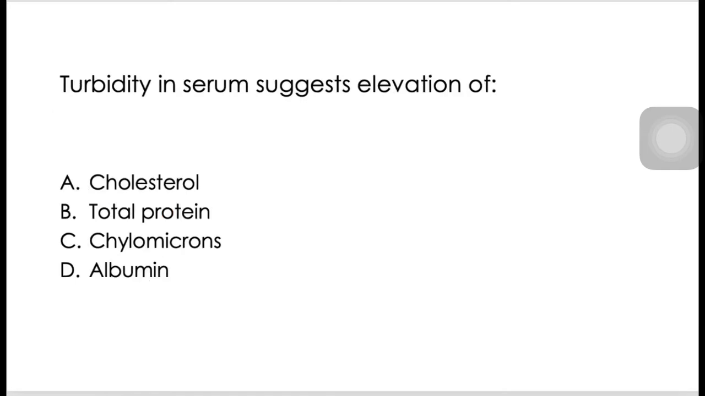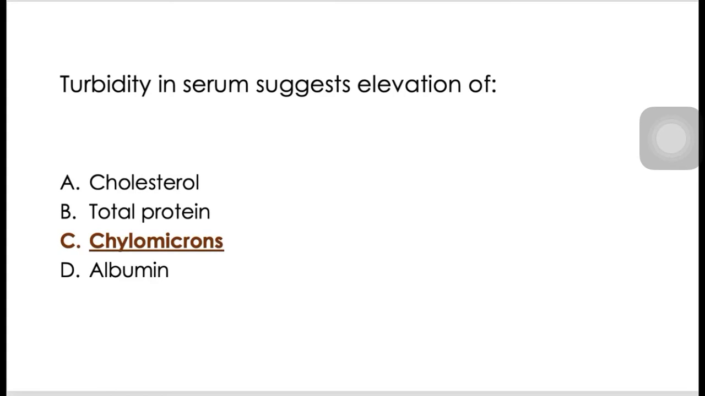Turbidity in serum suggests elevation of triglyceride; it imparts turbidity in the serum. It can be in the form of chylomicrons that carry exogenous triglyceride, or VLDL that carries endogenous triglyceride. For this particular problem, among our choices, we have letter C, chylomicrons, that imparts turbidity in serum. Chylomicrons will form a floating creamy layer when we perform a standing plasma test.